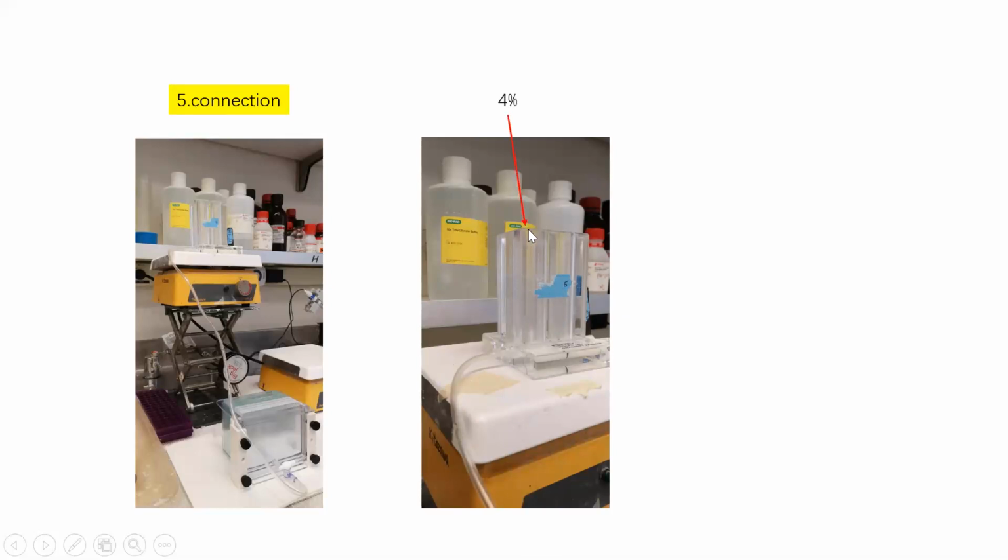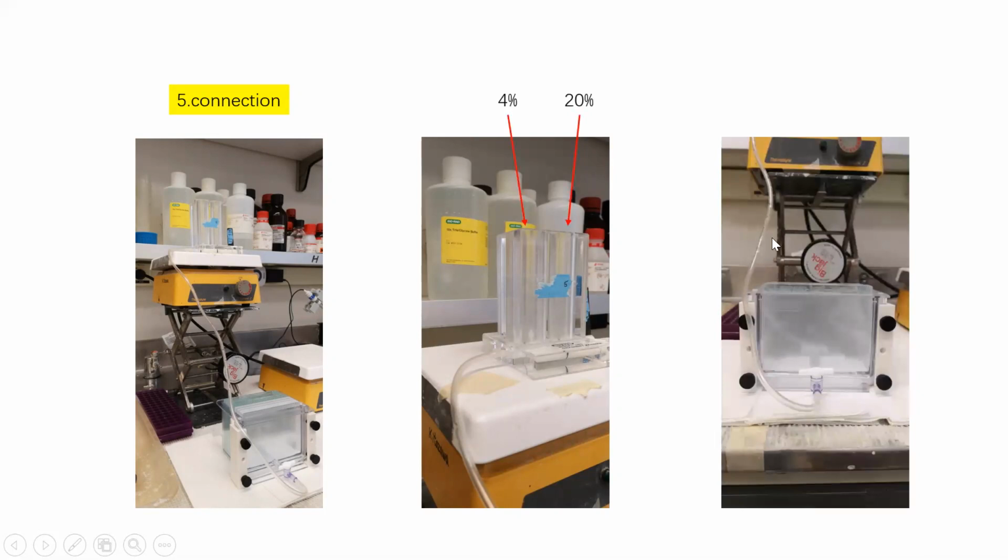So normally in the left one, we will add the 4% buffer, and in the right one, we will add the 20% buffer here, and switch it according to your needs. And then the lower part looks like this. There is another switch. It can open and close, to control the flow.